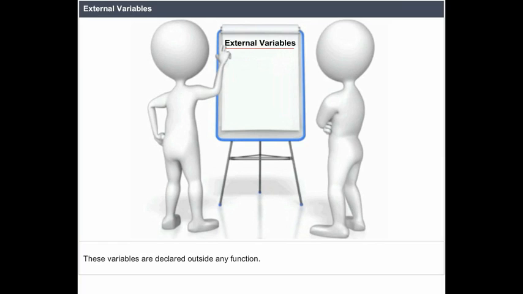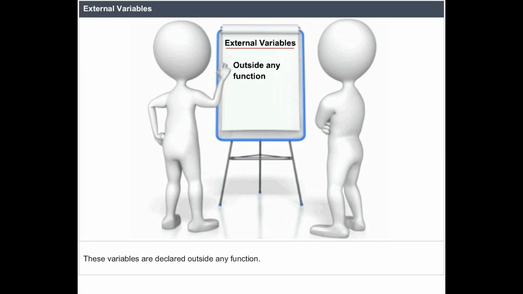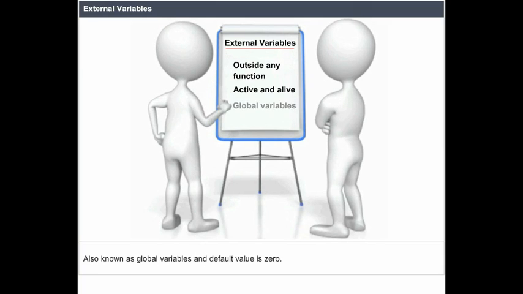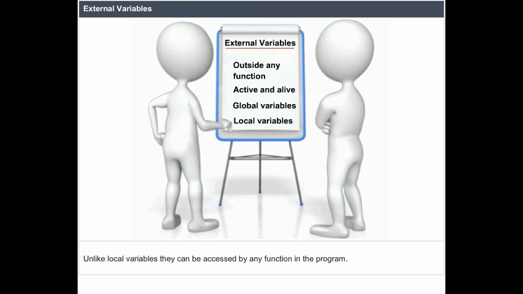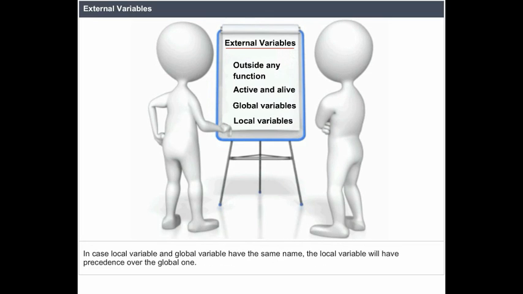External variables. These variables are declared outside any function. These variables are active and alive throughout the entire program. They are also known as global variables, and the default value is 0. Unlike local variables, they can be accessed by any function in the program. In case a local variable and a global variable have the same name, the local variable will have precedence over the global one.